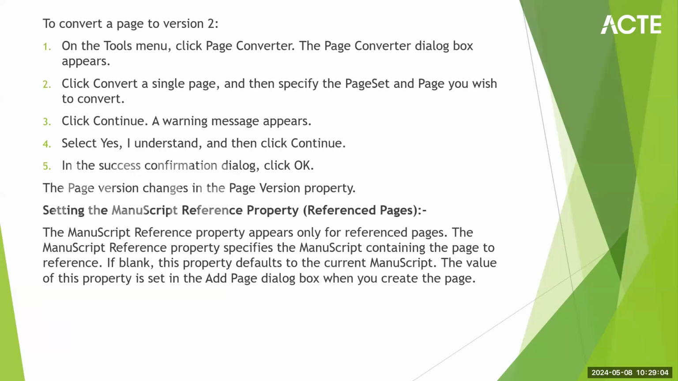So to convert a page to version 2, how do you do it? These are the steps. On the tools menu, click on the page converter. The page converter dialog box will appear. Click convert to single page and then specify the page set and page you wish to convert.